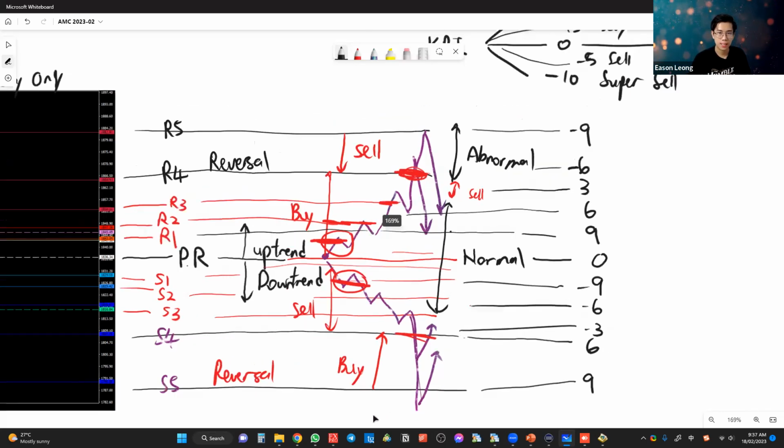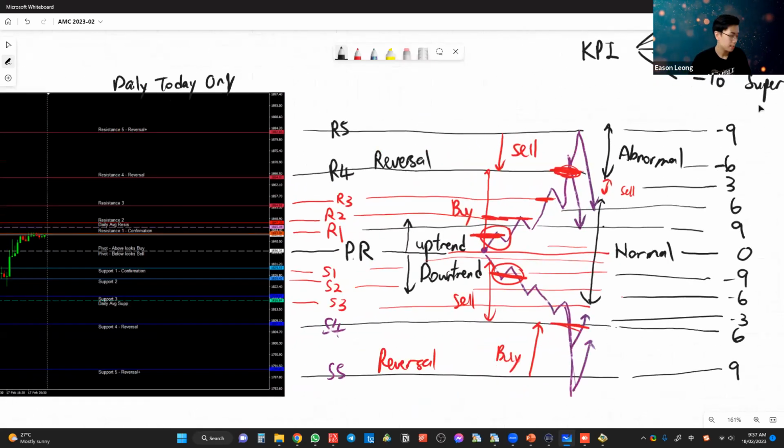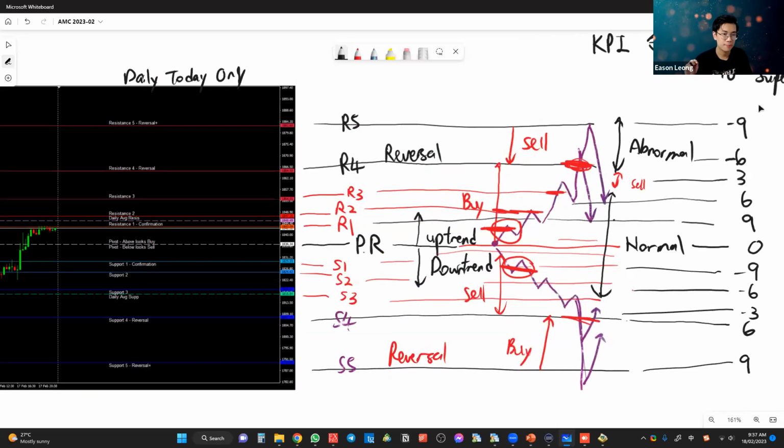Now, it is time to test your understanding. Based on the KPI numbers here, and right now the market is located around R1, above pivot and around R1, what would be the score of the gold market right now? Come type it in the chat box. What would be the score of the market right now?